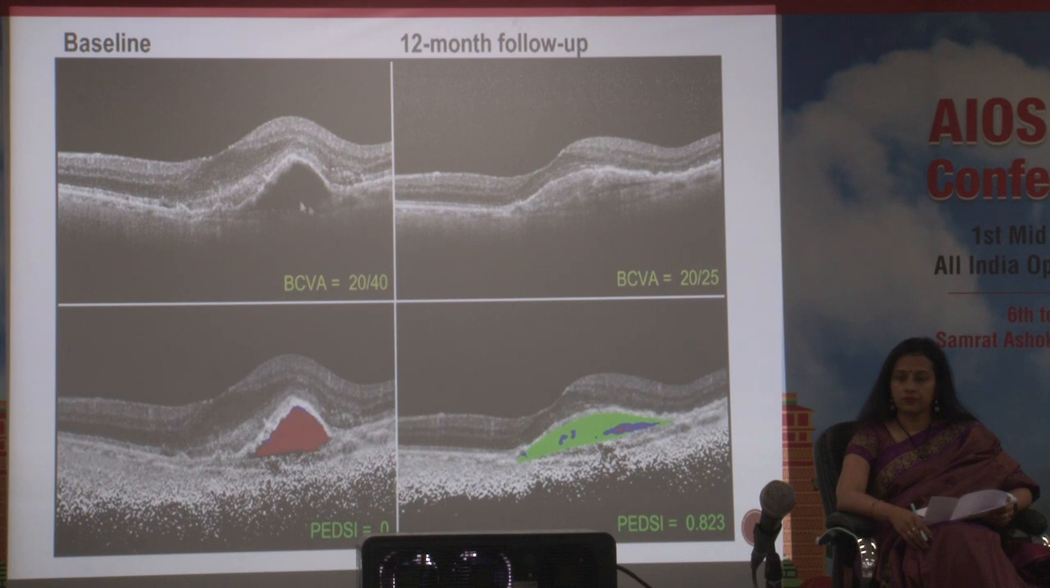On the OCT, we see that there is a presence of hyporeflective area, which the algorithm picked as serous component, so it is shown as red. On the other hand, at 12 months follow-up, the BCVA with treatment improved to 20/25, and there was an increase in the PEDSI score, so the green component shows the scarring index as 0.823.